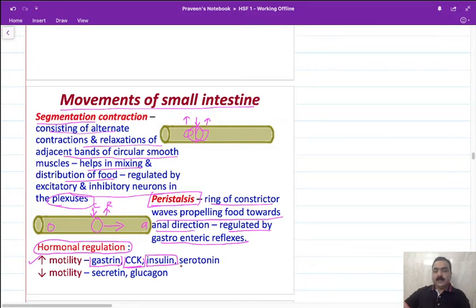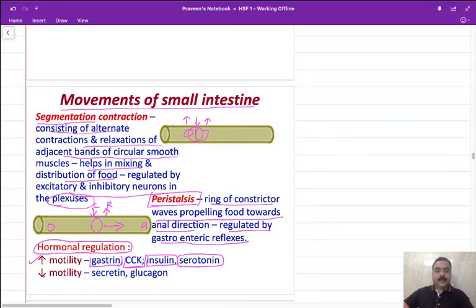Serotonin is mostly locally secreted over there, and it does not specifically cause the segmentation or the peristaltic contraction. It generally supports the muscular contractions. That's why it increases the motility. So serotonin increases the motility.